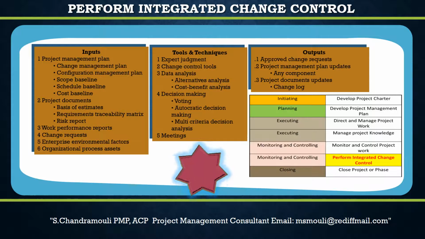The next input of Perform Integrated Change Control Process is the Work Performance Reports. Work performance reports of particular interest to the Perform Integrated Change Control Process include resource availability, schedule and cost data, and earned value management (EVM) reports, burn-up or burn-down charts.